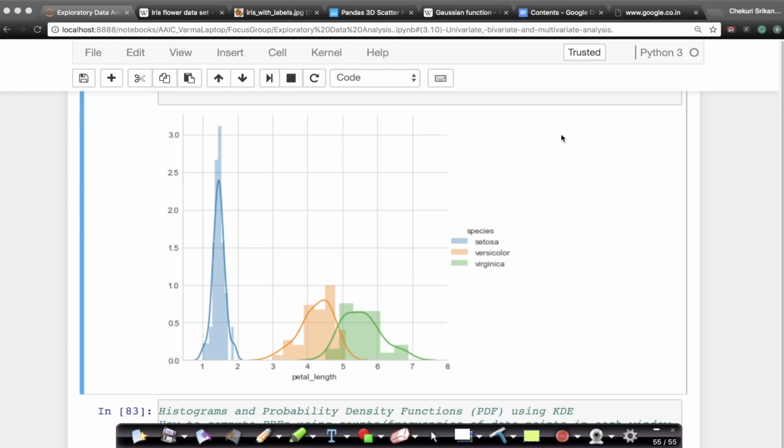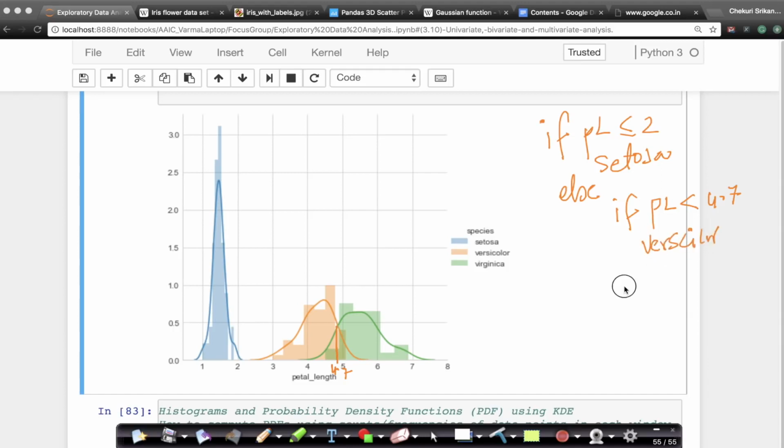So my final model could look like this. If petal length is less than or equal to 2, then setosa, else, where do I choose my threshold? What is the right place to choose a threshold? One gut feel I have is, what if I choose this value? Let's call this value 4.7, because it is very close to 5. So if petal length is less than 4.7, then versicolor, else virginica.